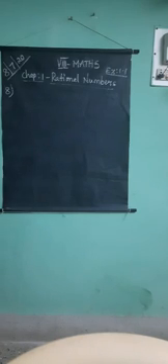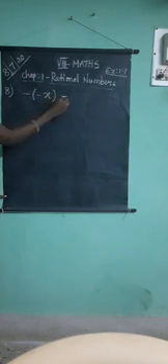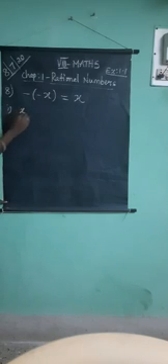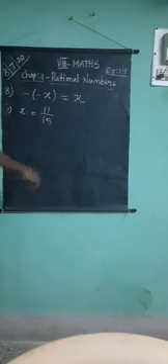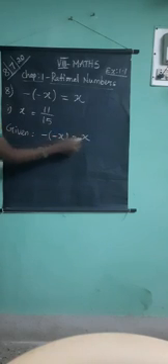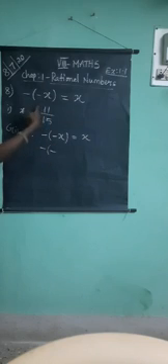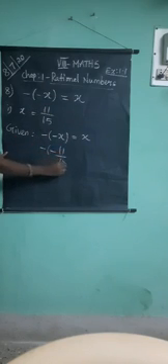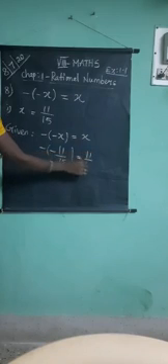8th problem is: verify that minus of minus x is equal to x. They are given x is equal to 11 by 15. Given minus of minus x equal to x. So minus of minus, what is the x value? 11 by 15 is equal to 11 by 15.